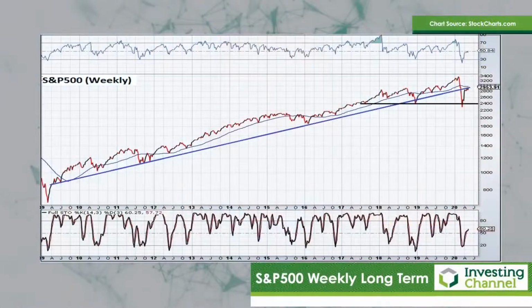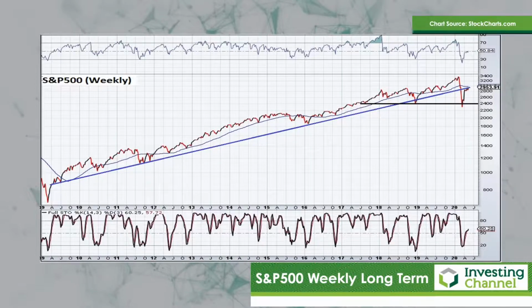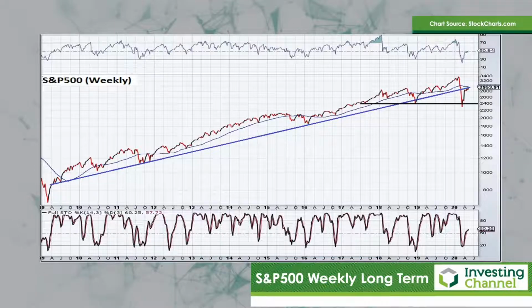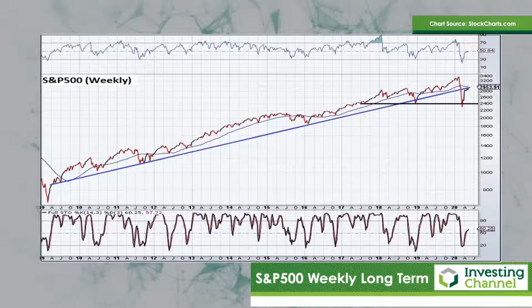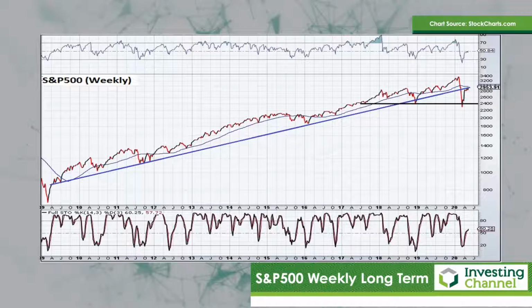What's evident here is that the market broke down below this long-term rising trend that we had seen since 2009. That trend line was broken in March when the market crashed down through that long-term trend line. It traded all the way down nearly to 2200, but for the purposes of this chart, this is a line chart on the weekly basis.